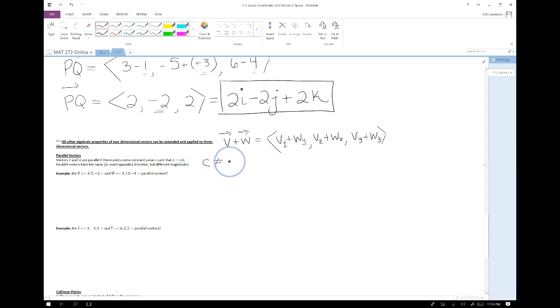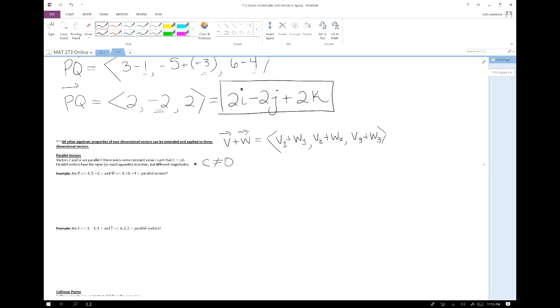We typically will say c can't be 0 just because that would be really boring. If we multiply through by 0, we're going to get 0. But other than that, there's really no restrictions. We can use positive whole numbers, we can use fractions, we can use decimals, we can use negatives.